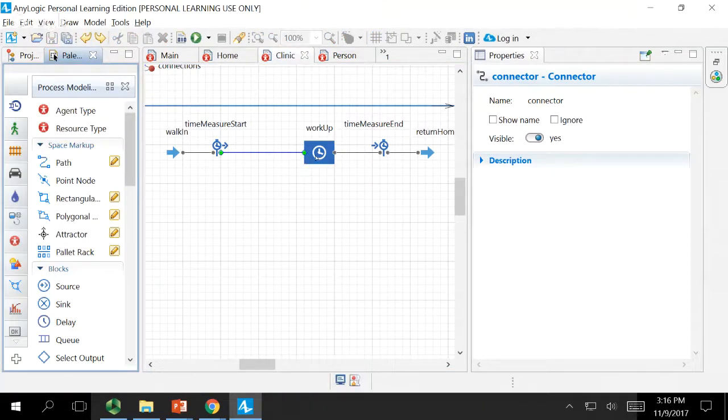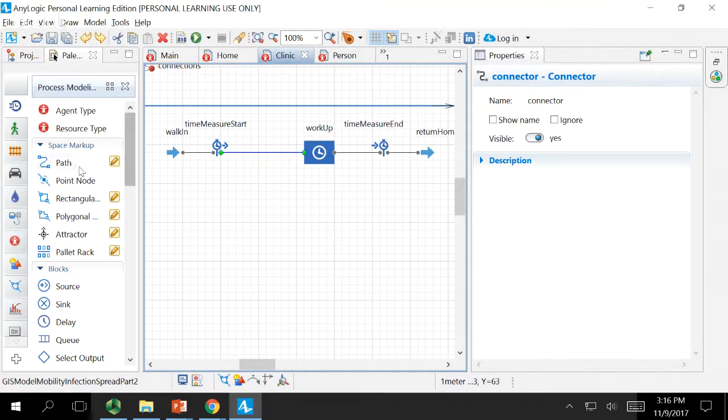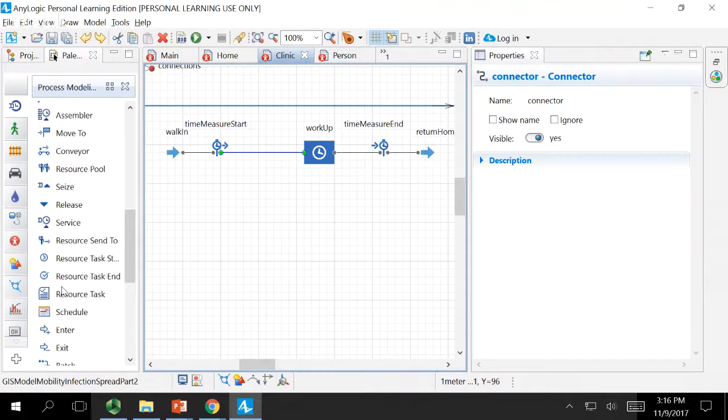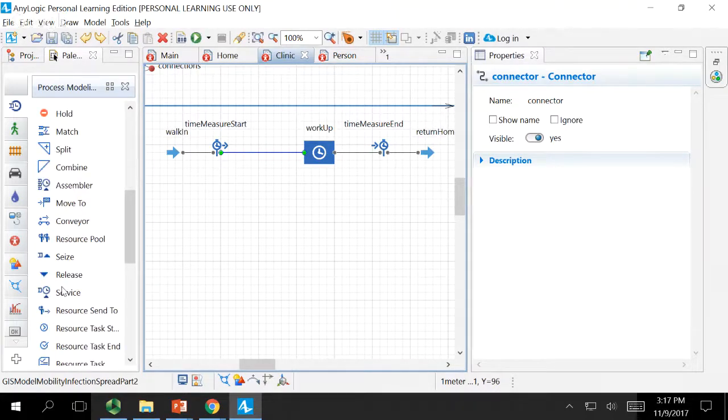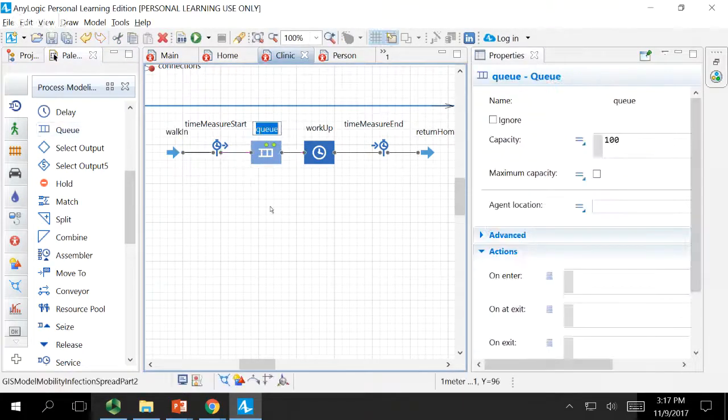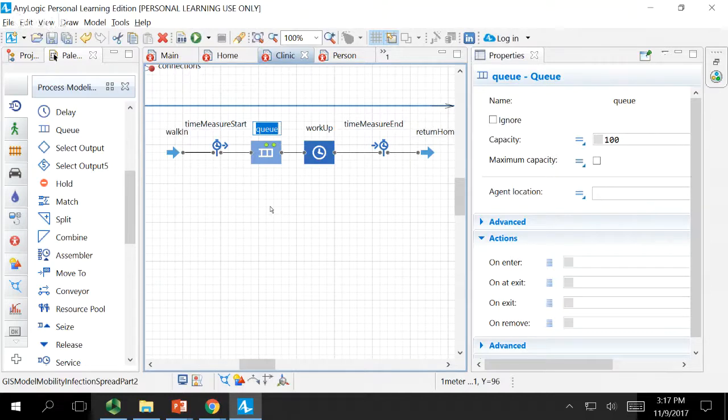And we will add in from the palette something that's going to represent a queue. This queue is going to provide an explicit representation of those who wait. So this queue is going to be waiting for care, okay? And you're just staying there until you get worked up right now.